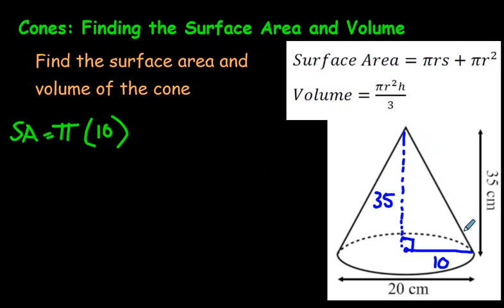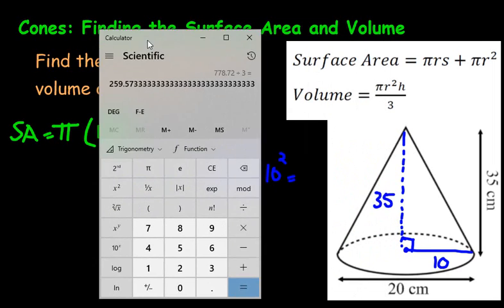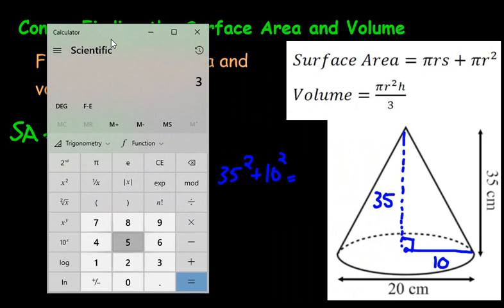It's the Pythagorean theorem. And because we don't know the hypotenuse, we're going to take 35 squared plus 10 squared. And get out your trusty calculator. 35 squared plus 10 squared is 1325.